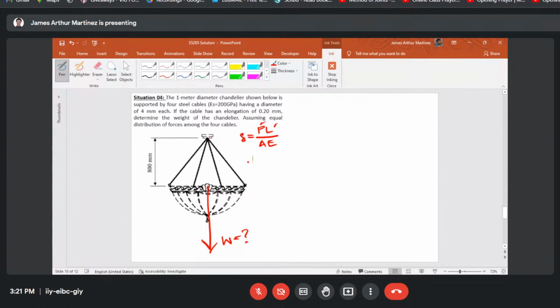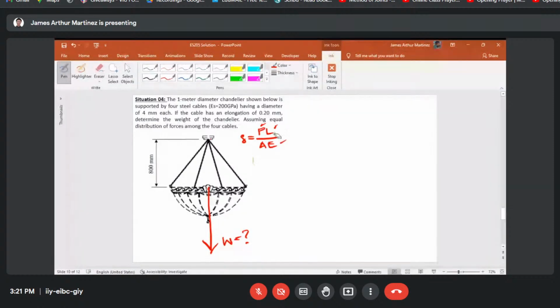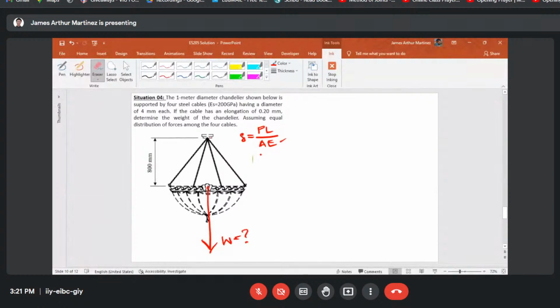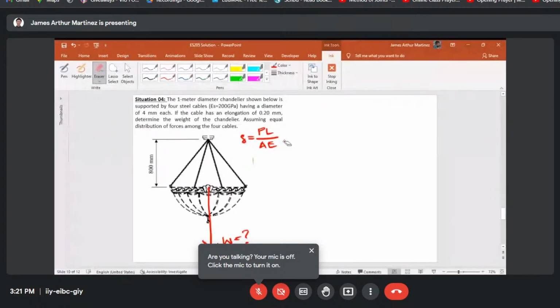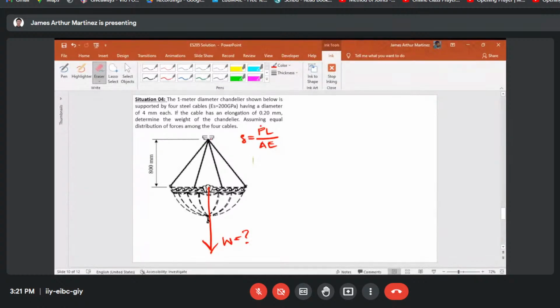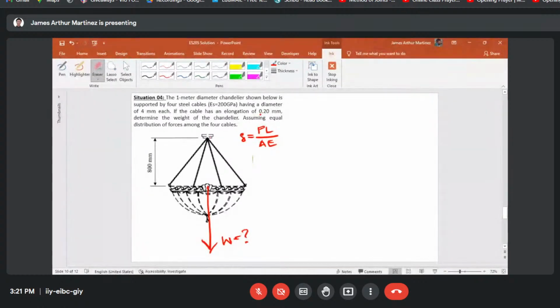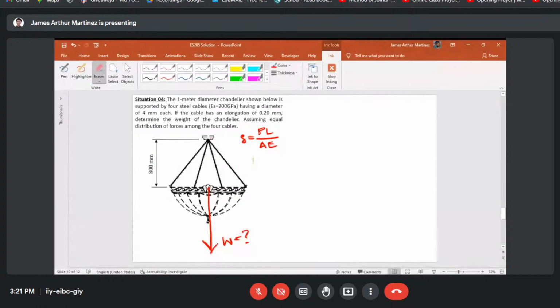We don't know them yet. The modulus of elasticity is given, so we have data for this. The area of each cable can be computed since the diameter of each cable is given. So there is no problem with the AE input. And the deformation is given as an elongation of only 0.20 millimeters, so we have data for this also. So P and L are our concern.